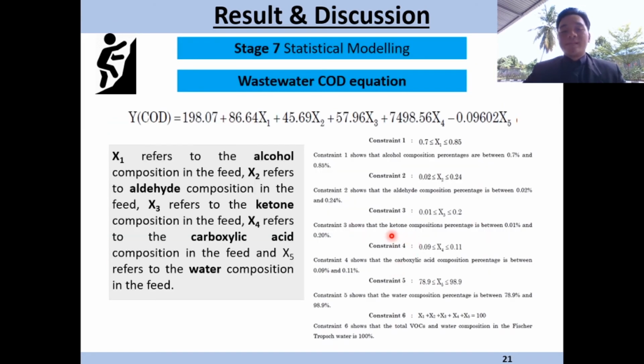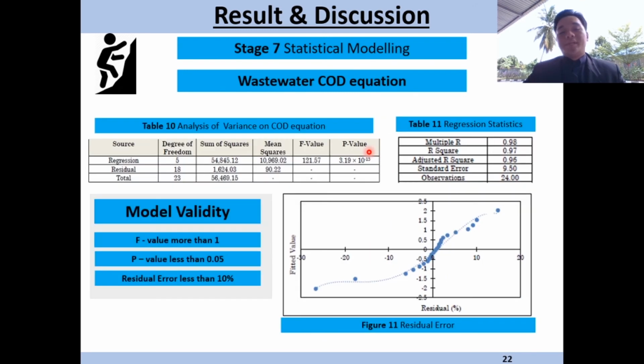So once the case study is completed, statistical modeling has been done. A wastewater COD equation has been formulated with 5 parameters: alcohol, aldehyde, ketone, carboxylic acid, and water. 6 constraints have been introduced as shown here to govern the equations, which is on the assumption leading to the usage of the equation.